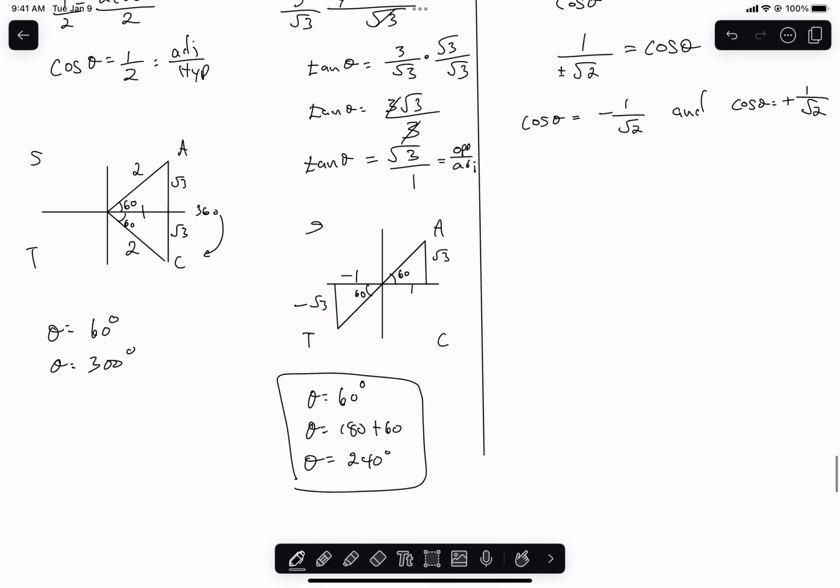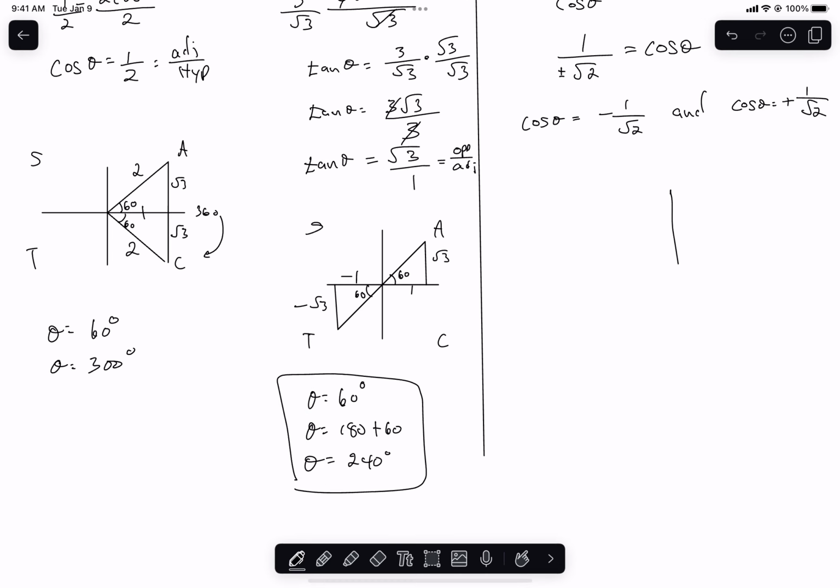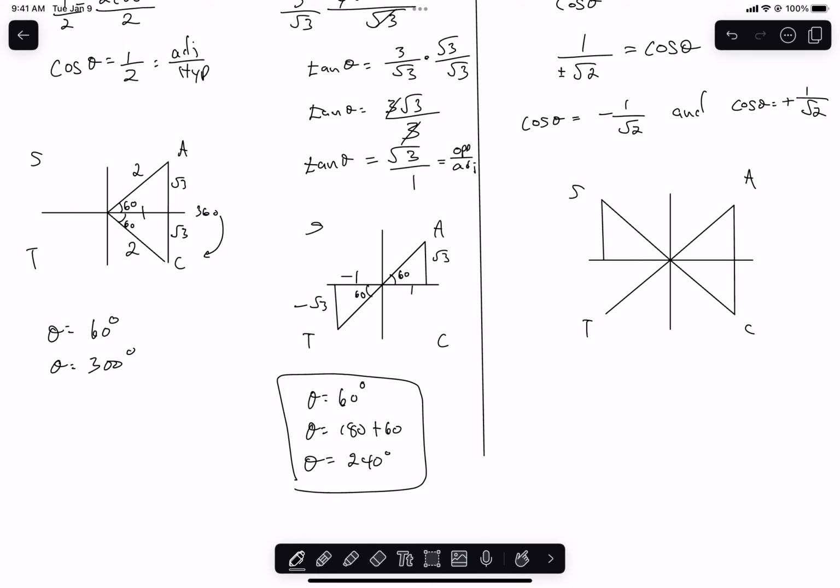So let's first establish where cosine is positive and negative. So let's do positive first. I think we're going to get 4 answers here, as you could probably predict. So cosine is positive down here in the cosine quadrant, and cosine is also positive up here in the all quadrant. Okay, and then where is cosine negative? It's going to be in the sine quadrant, and cosine is going to be negative in the tangent quadrant as well.